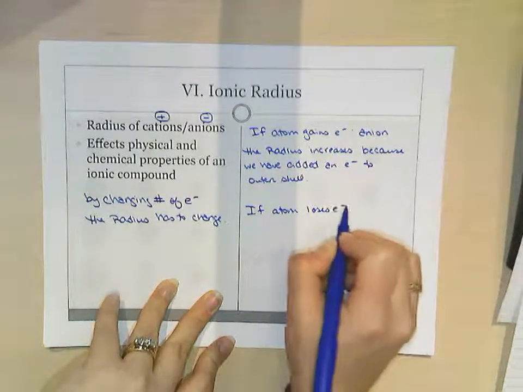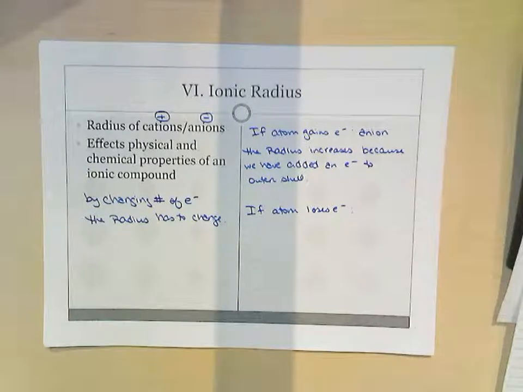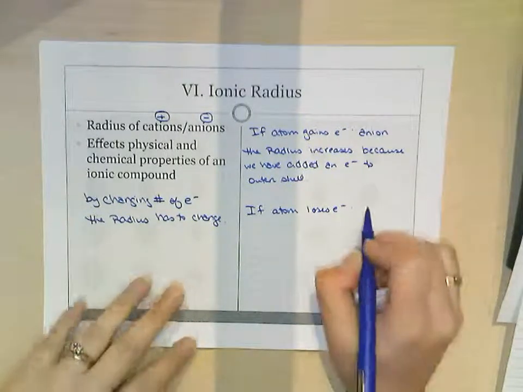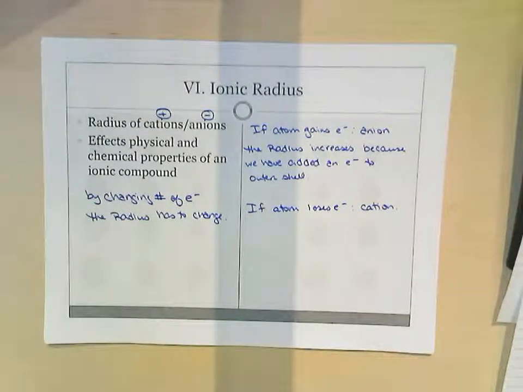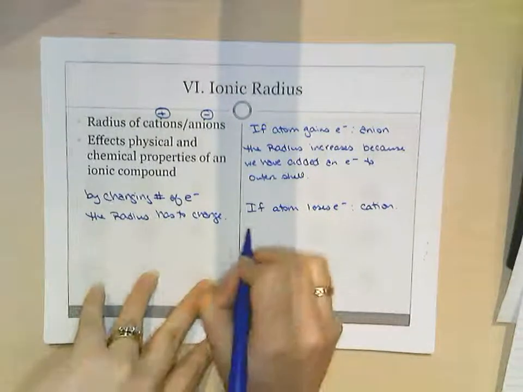So then we have the opposite case. We could lose an electron, and that's our cation. What do we expect to happen to the radius if I've gone down in numbers of electrons? It should decrease. The opposite case.